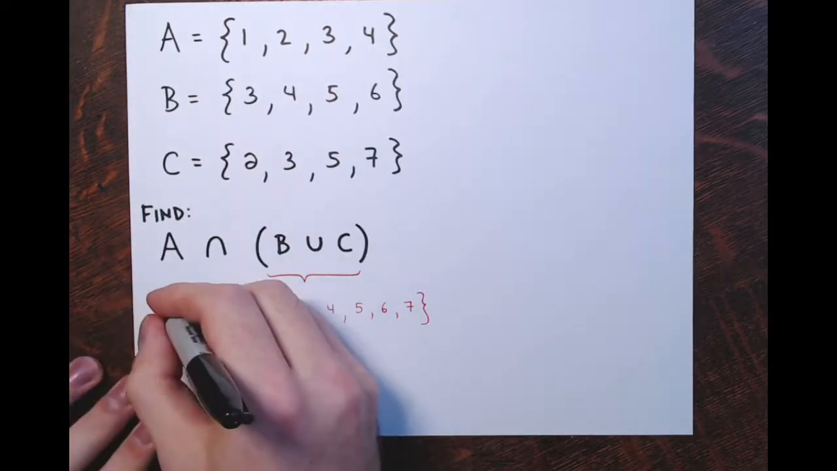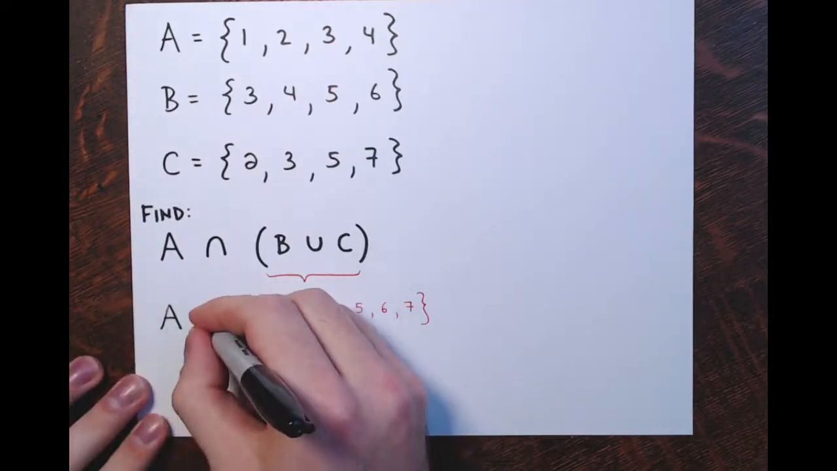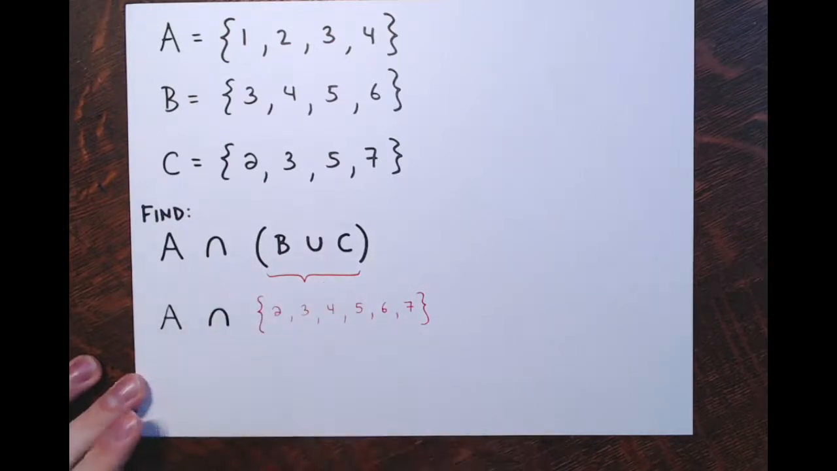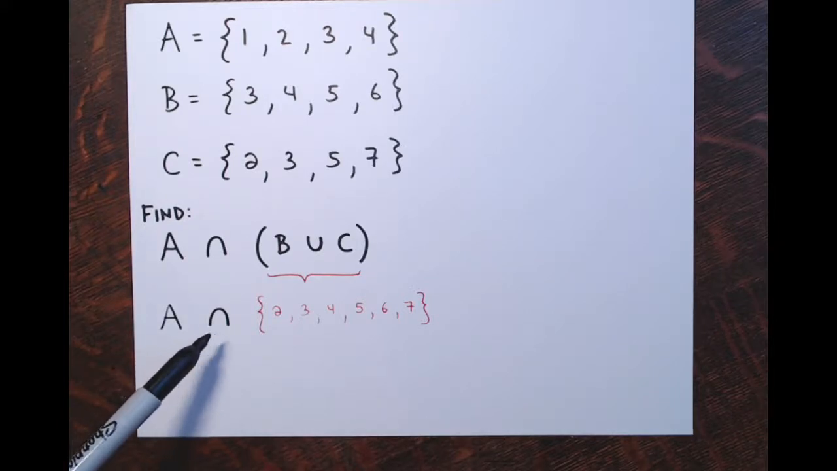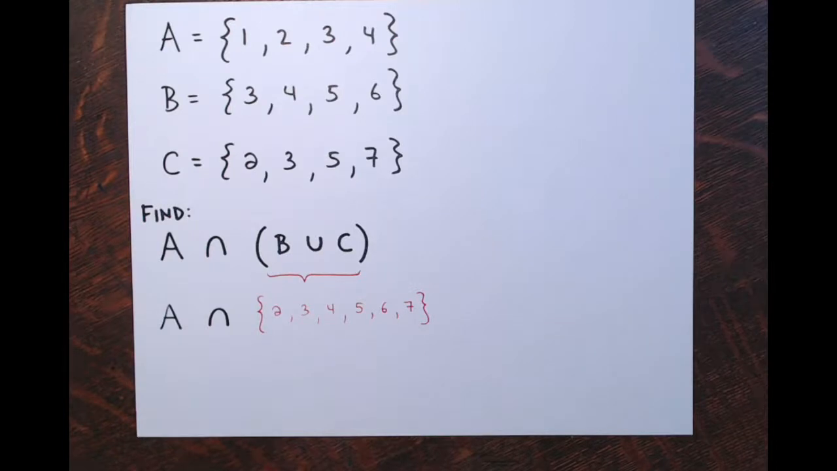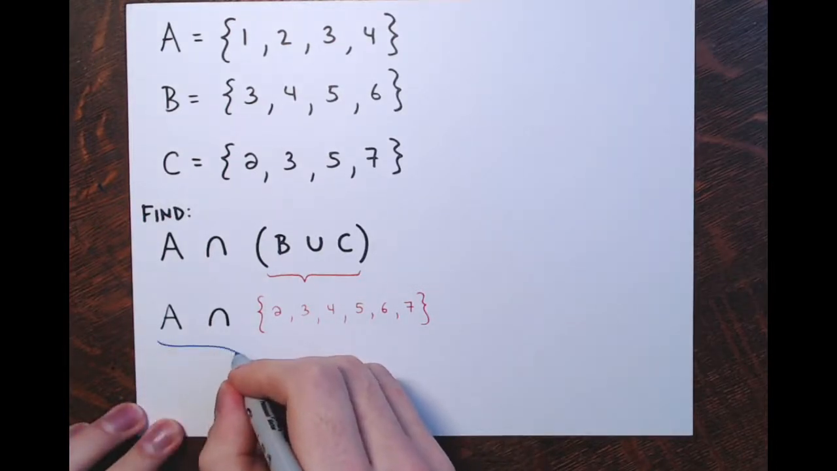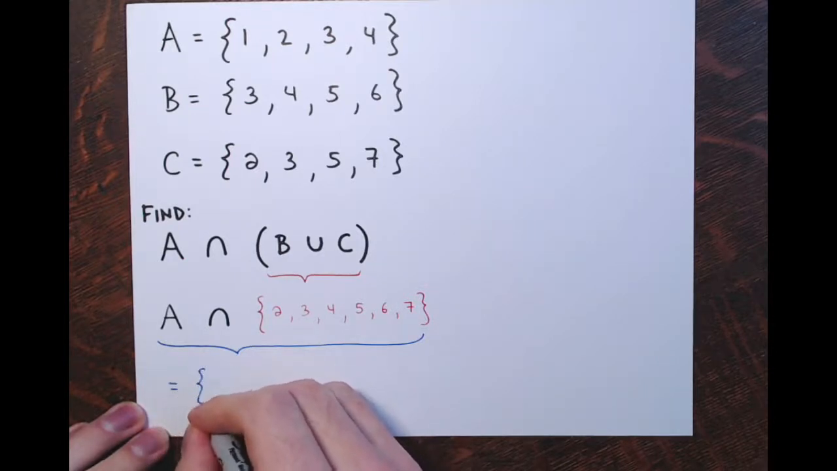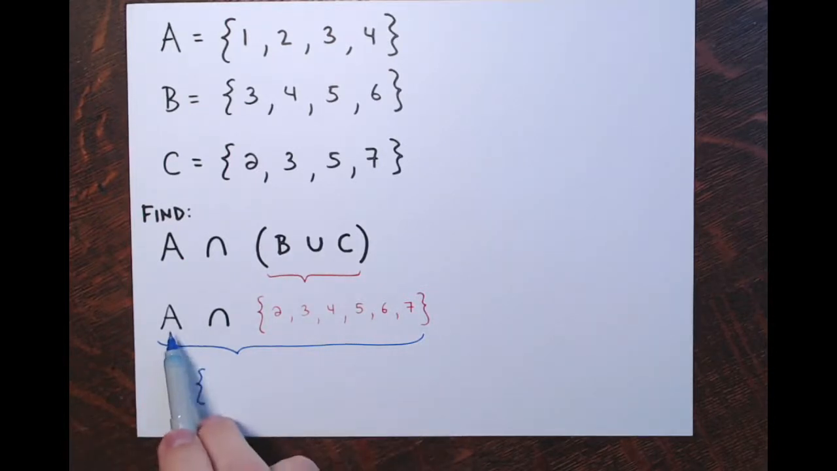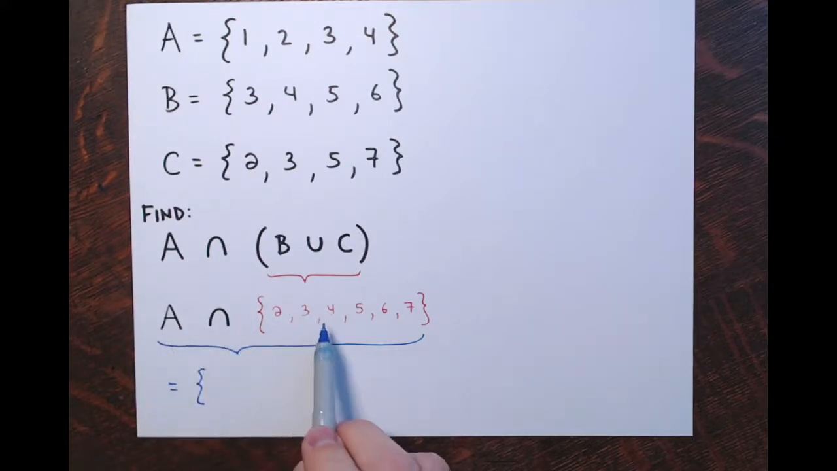Now I am doing set A intersected with this set, the B union C. Alright, so now this is intersect. This is like the word and. Alright. So again, I'll make a little brace here. Now we're looking at this whole thing. So this is equal to the following set. So what are the elements that are both in A and in B union C?